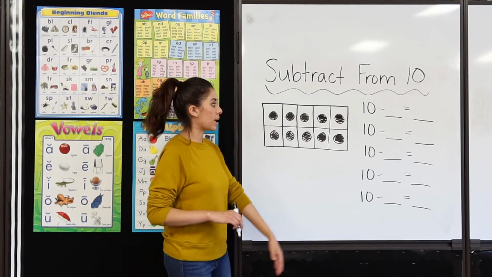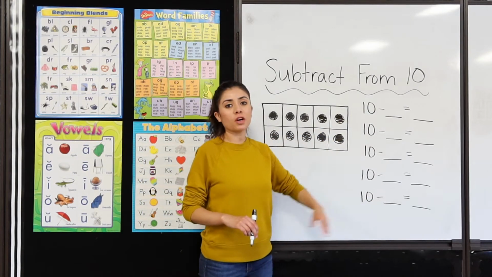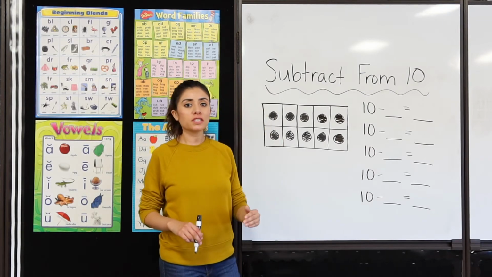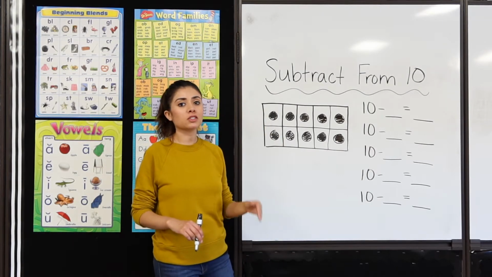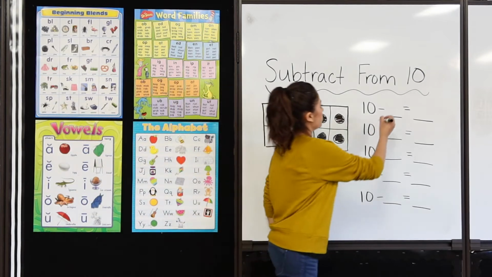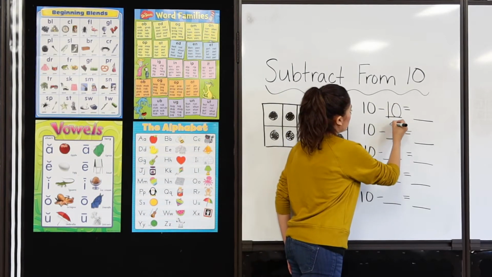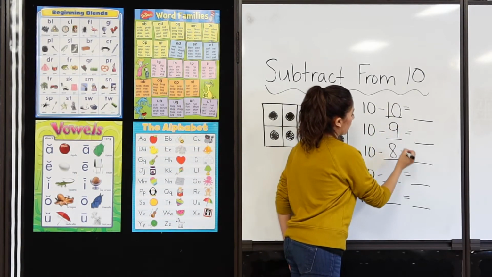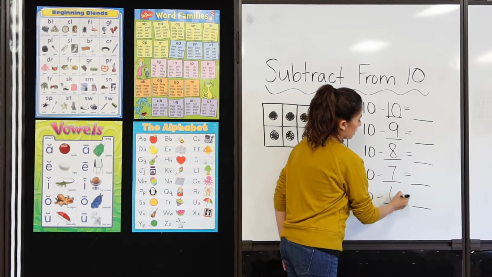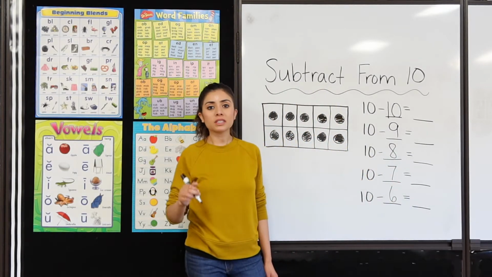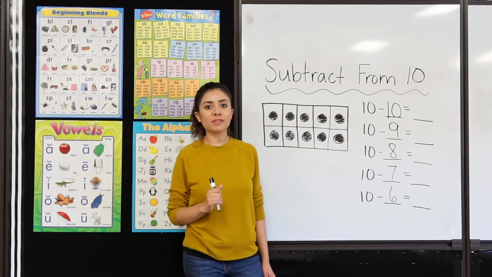Now, in order to do that, I'm going to fill in my first missing part with numbers 10 through 0. Those are the different ways to subtract from 10. 10, 9, 8, 7, 6, and we will continue 5 through 0 in the next clip.